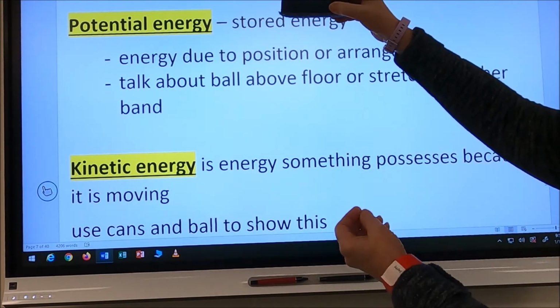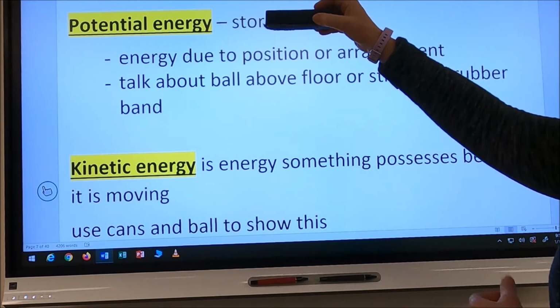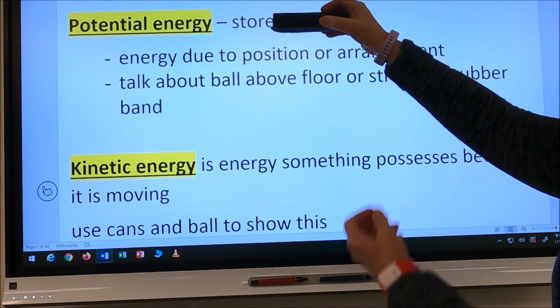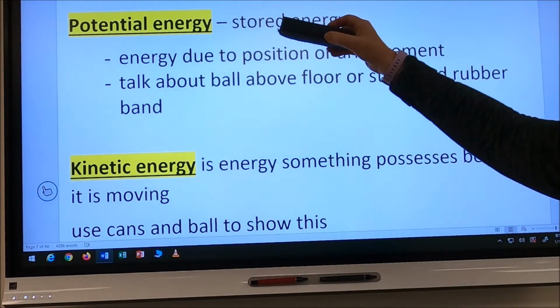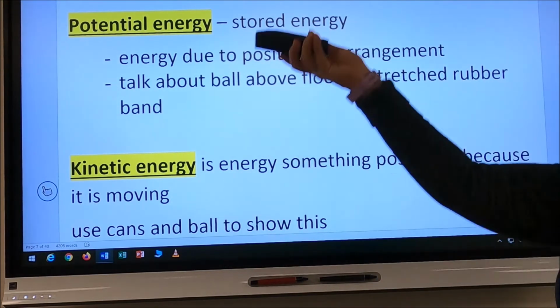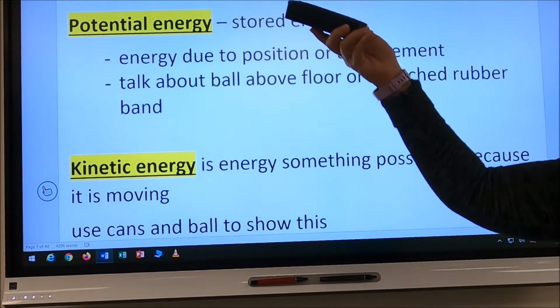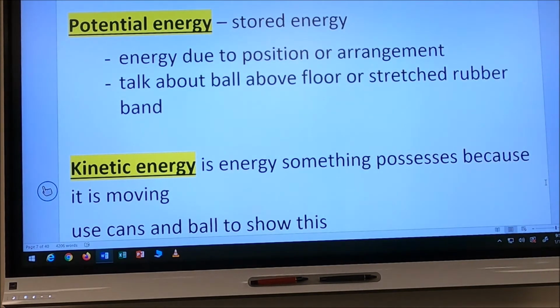Gravity's already pulling on it, but when I let go, gravity takes over and pulls it down toward the ground and speeds it up. So the stored energy, because I lifted it up, can be released as it goes back down, or converted as it goes back down into kinetic energy. When it hits the floor, it transfers that energy.